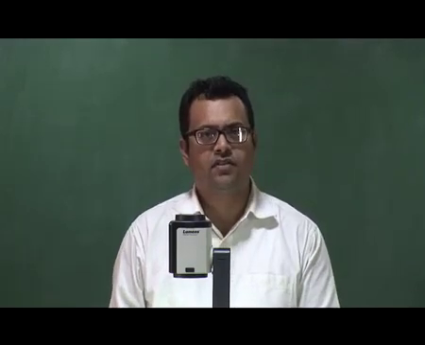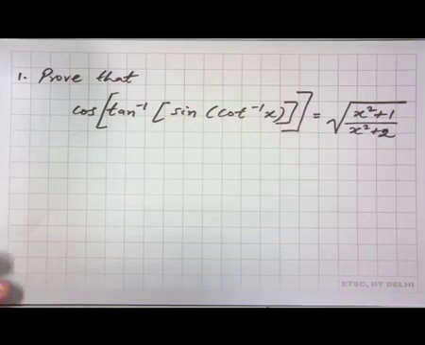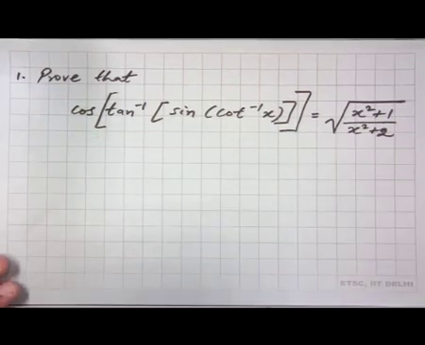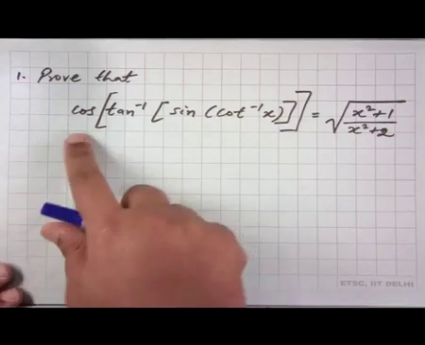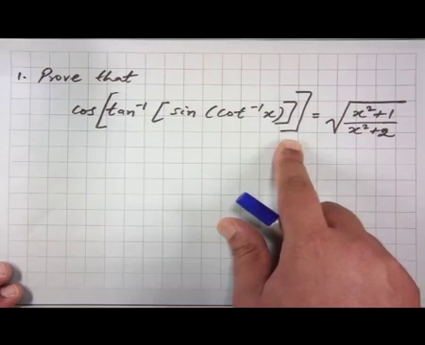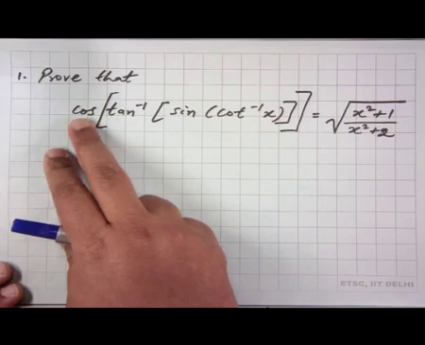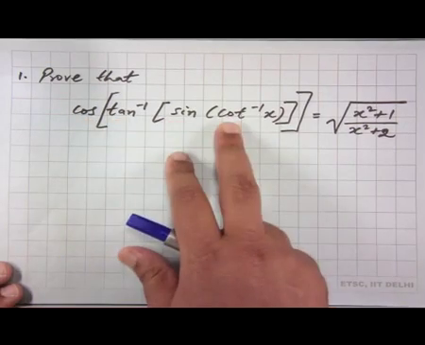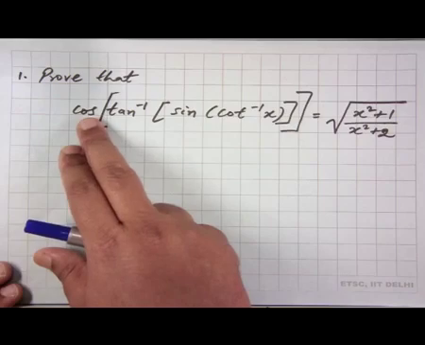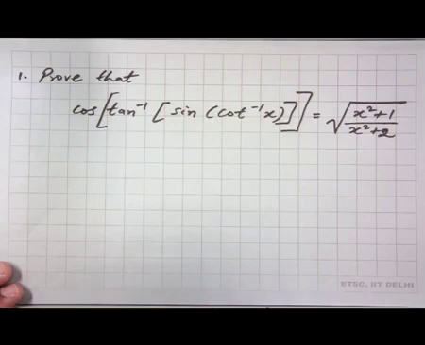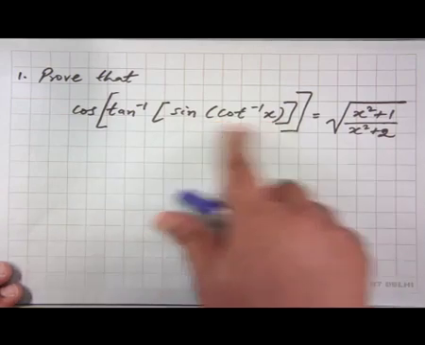for inverse trigonometric functions. So, this is the first problem. We have to prove that this left hand side is equal to square root of x square plus 1 over x square plus 2. Immediately if we see this, it appears a little daunting because there appears to be a composition of trigonometric and inverse trigonometric functions, and the nesting of the composition is up to the third level. So, the idea is to actually start with the innermost level.